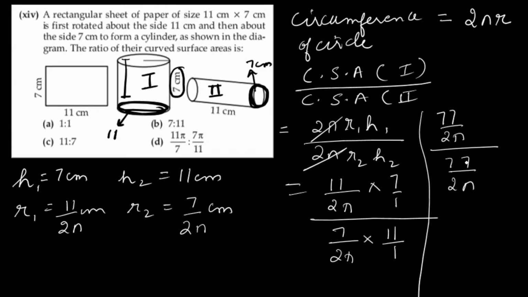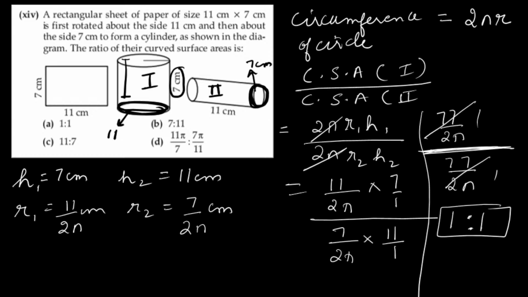So same fractions will get cancelled. Same fractions up and down will get cancelled. When you have the same number in the numerator as well as the denominator, it will get cancelled fully. So what is the ratio we will get? 1 is to 1. So 1 by 1 we can write as 1 is to 1. So which option? Option A.